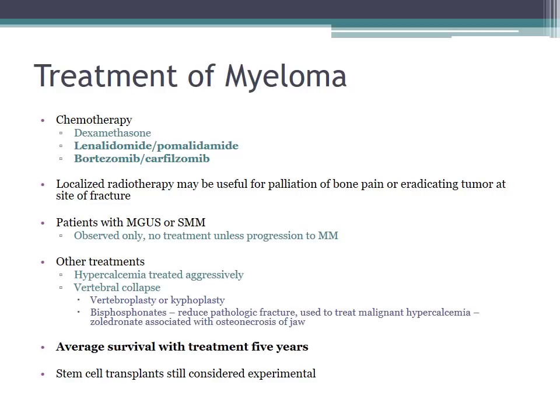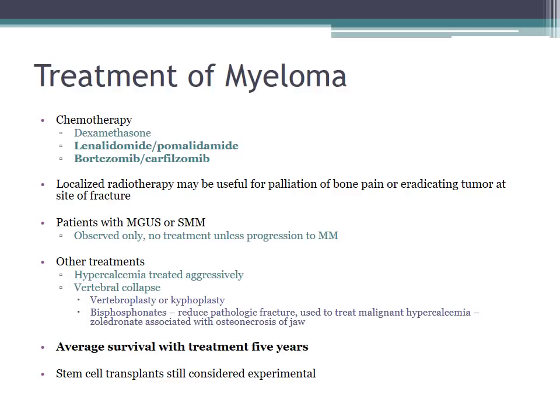Treatment of myeloma. Chemotherapy is currently the mainstay of treatment for patients with multiple myeloma, and these can include any of these 3 types of treatments or possibly them in combination. Dexamethasone would be one option. The other option would be either lenalidomide or pomalidomide, and another option would be bortezomib or carfilzomib. Patients with myeloma may also be treated with radiotherapy, and this is for their bone pain. It's a palliative treatment. It could also be used for getting rid of a tumor that's at the site of a fracture.